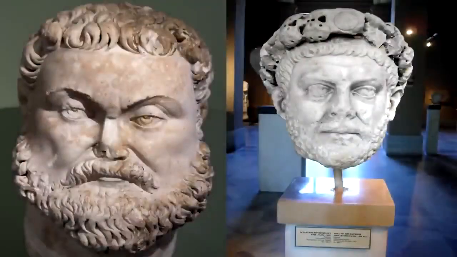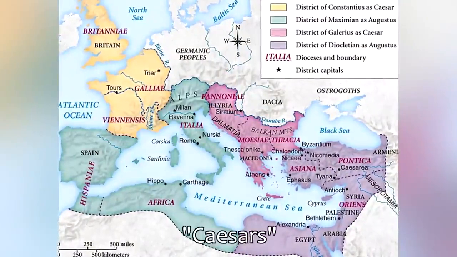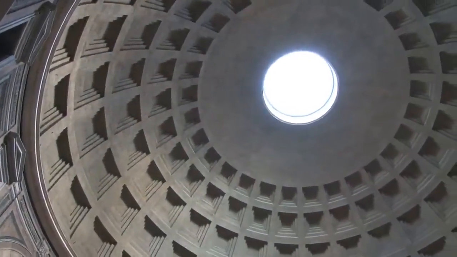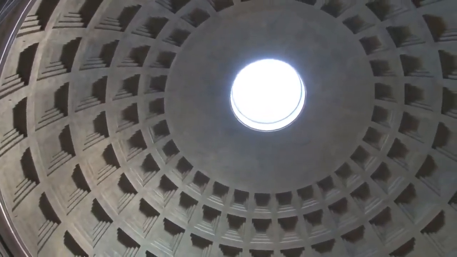They were senior emperors with the title of Augustus. Each half was further divided and governed by junior emperors or Caesars. This tetrarchy, or rule of 4, only lasted about 30 years, but it created peace and stability.